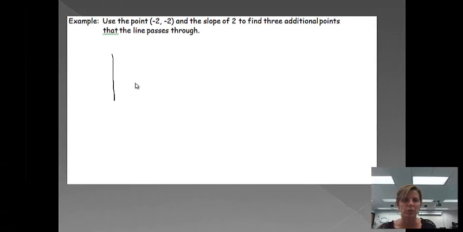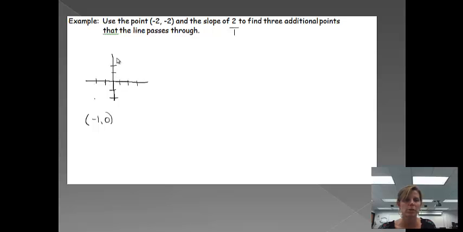All right, we're next going to do an example where we want to use a point to find some extra points that are on the line. So this example says to use the point -2, -2, and the slope of 2 to find 3 additional points that the line passes through. I'm going to do it a couple different ways. I'm going to do it graphically first. So I'll use the point -2, -2. And then there's a slope of 2. So a slope of 2 means I'm going to rise 2 and run 1. So if I go up 2 and over 1, notice I'm now at the point -1, 0.